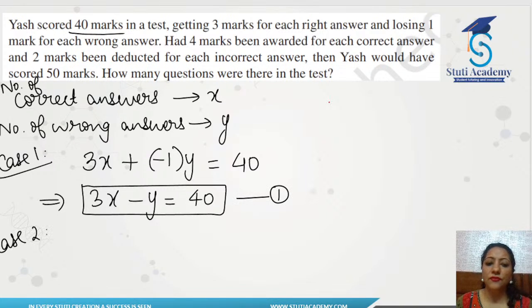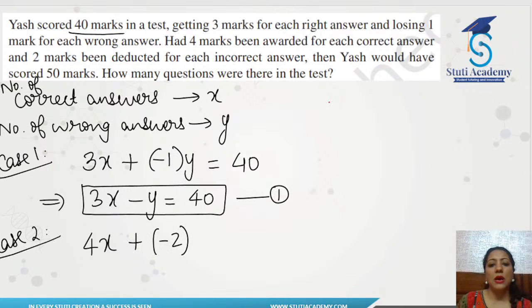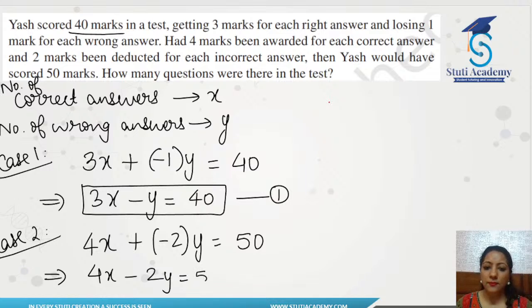Now, in the same way, from case 2, we have 4 marks awarded for each correct answer. He has X number of correct answers, so he will get 4X marks. And 2 marks being deducted for each wrong answer, that means -2 marks for every wrong answer. So if we have Y number of wrong answers, we will get -2Y. That is 50. Now we can write this as 4x minus 2y is equal to 50.